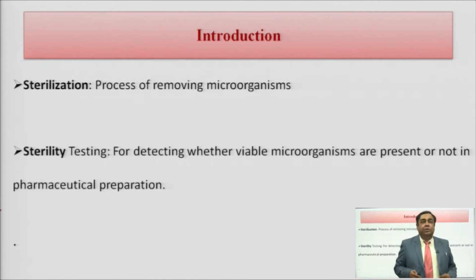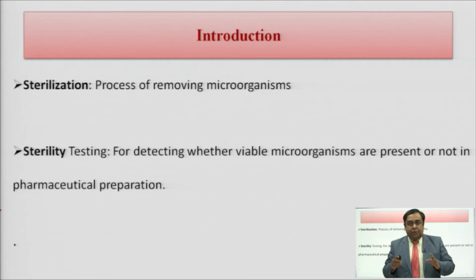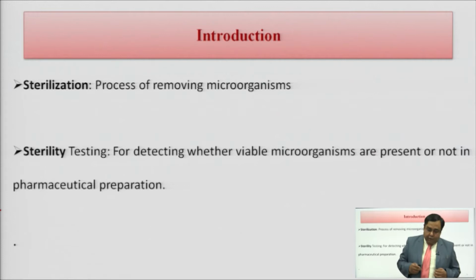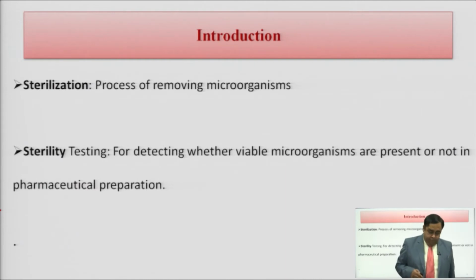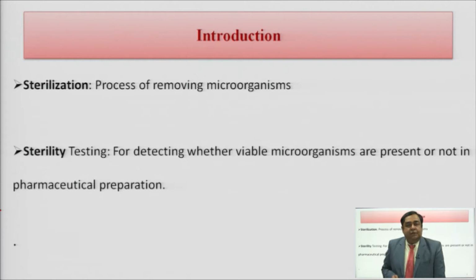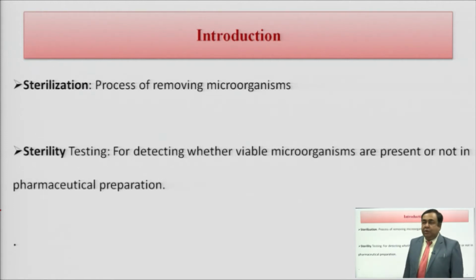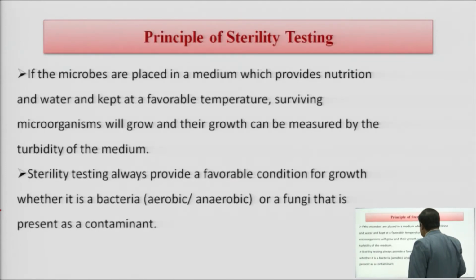So, sterilization basically is a process for removing microorganisms. That is the process by which microorganisms are removed, that we are calling sterilization. And in order to be sure that after the process of sterilization has been done, all the microorganisms were killed, in other words, the substance which you have sterilized has been done properly, we carry out this particular test for sterility, which we are calling sterility testing. To be more specific, sterility testing is done for detecting whether microorganisms are present or not in the pharmaceutical preparation. This is the objective of sterility testing.